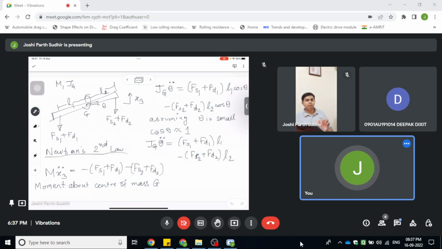I was basically writing the expression for the moment about the center of mass for the car body. So this was the expression that we get here for the moment. Using the values of the expressions fs1, fd1 and fs2 and fd2, we can basically get the detailed expressions for the spring and damper force.